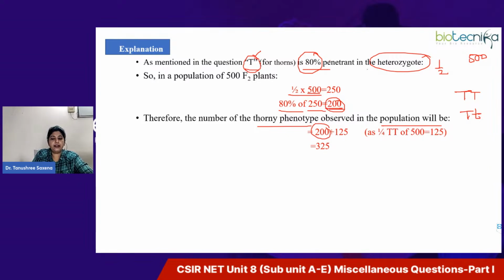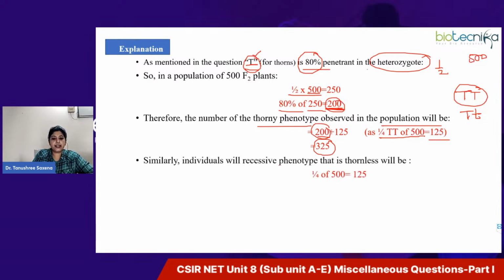right? 200 in which this phenotype, like this T for thorns, is 80% penetrant in heterozygote. So we have calculated 200, right? So 200 this and 125 for homozygous dominant condition. So 1 by 4th of 500 is how much? 125. So that means this much population is having homozygous dominant condition. So that totals to 325. Now, when I say 325, obviously any option having 325 for thorny will be the answer.